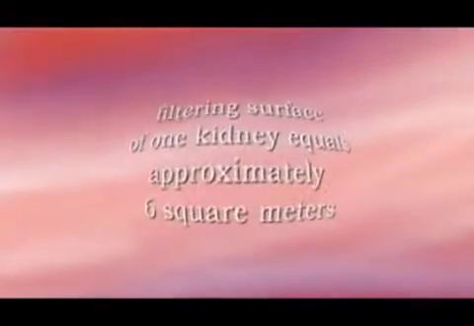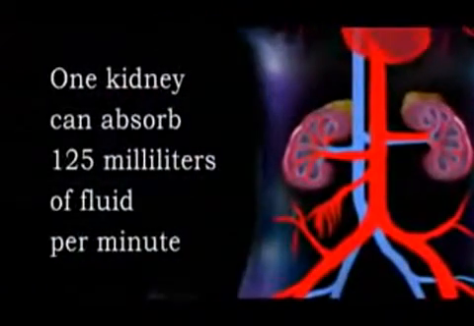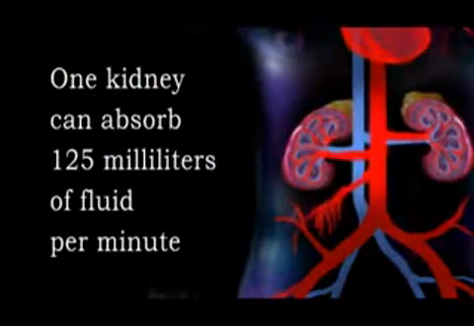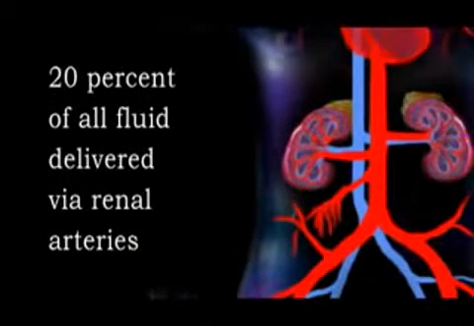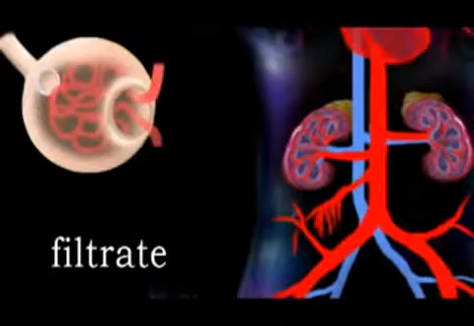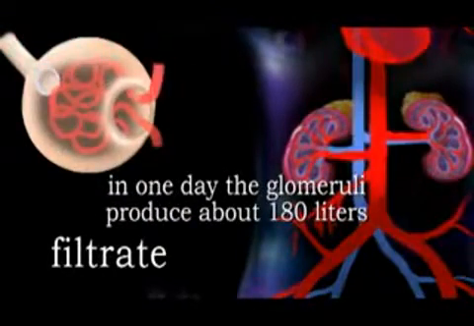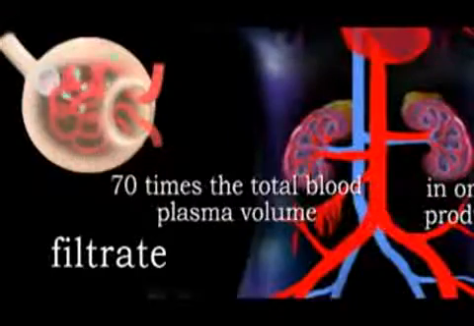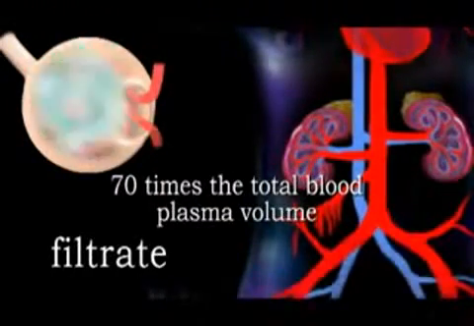If the filtering surface in every nephron in just one of our kidneys were smoothed out and stitched together, it would equal approximately 6 square meters, the size of a sail on an 18-foot sailboat. One kidney can absorb 125 milliliters of fluid per minute, or 20% of all the fluid delivered via the renal arteries. This fluid is called filtrate, and in one day, the glomeruli produce about 180 liters of it. This is 70 times the total blood plasma volume in our bodies.